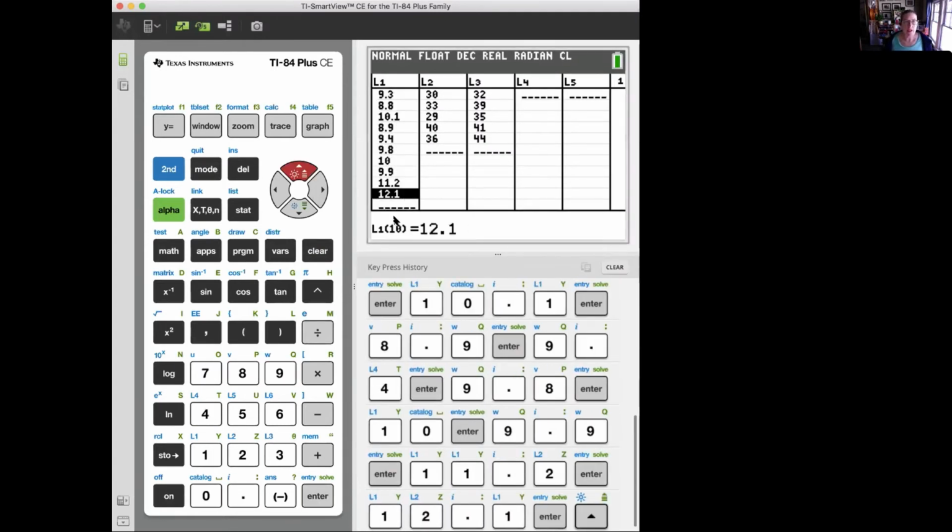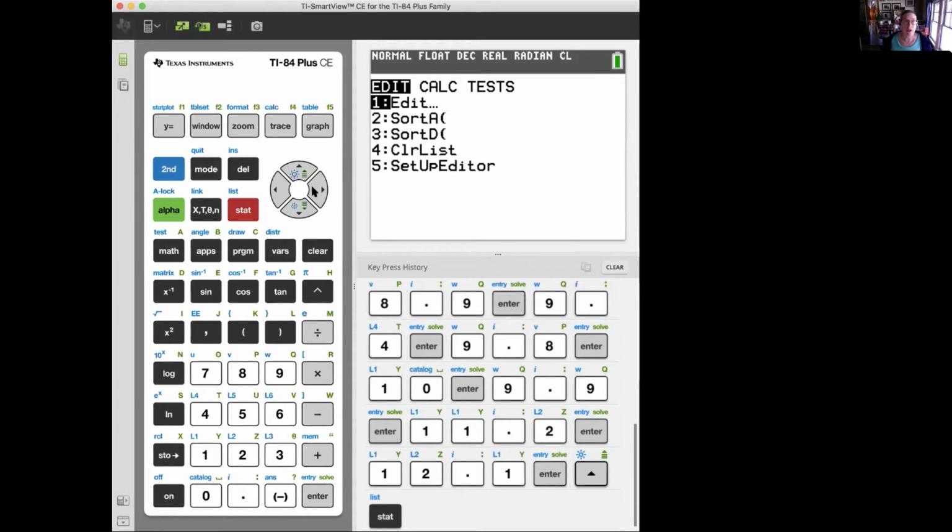And remember this number right here after the L1, that 10 means I have 10 pieces of data entered here. So I'm going to go back to my list and double check that I have 10 items on my list to make sure I didn't miss anything. Then we're going to go back to stat and do the test, find the confidence interval.